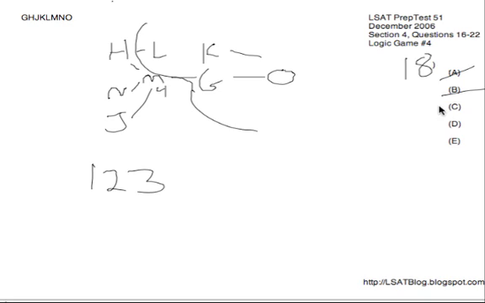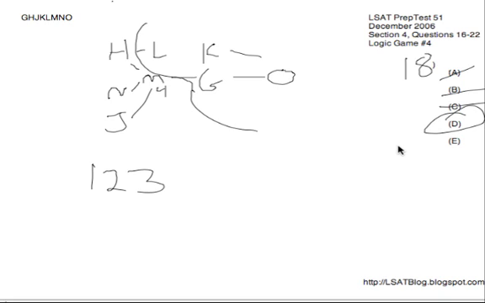Looking at C, J later than H. No, J is before H. J is on one of 1, 2, or 3. Whereas we know that H is coming somewhere from 5 through 8. So C is gone. Looking at D, K later than N. Yes, N's one of 1, 2, or 3. And K is one of 5, 6, or 7. Can't be 8 because O is there. But yes, K is later than N, so D is our answer.